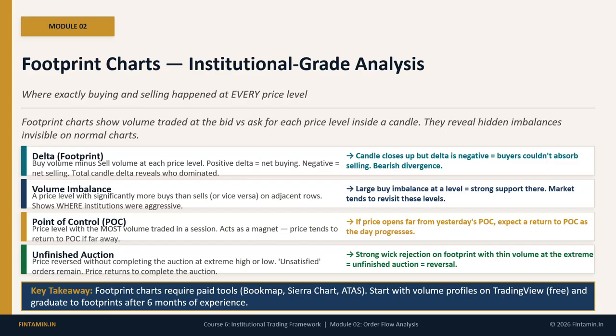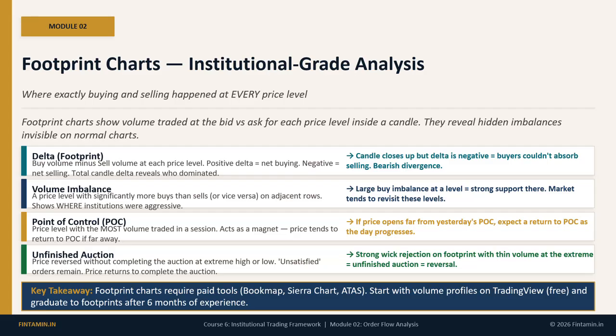First one is delta. In footprint context, it is buy volume minus sell volume at each price level. A candle that closes green but has a negative total delta means sellers were actually more aggressive than buyers. Price went up but selling pressure was building. This is bearish divergence in footprint terms.